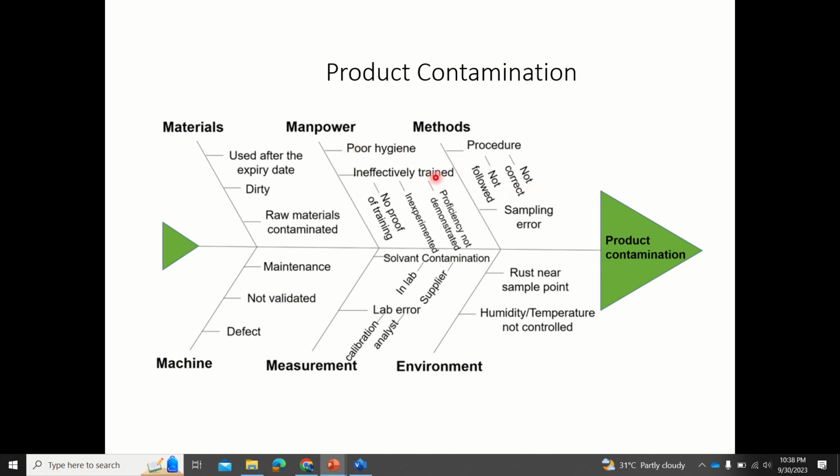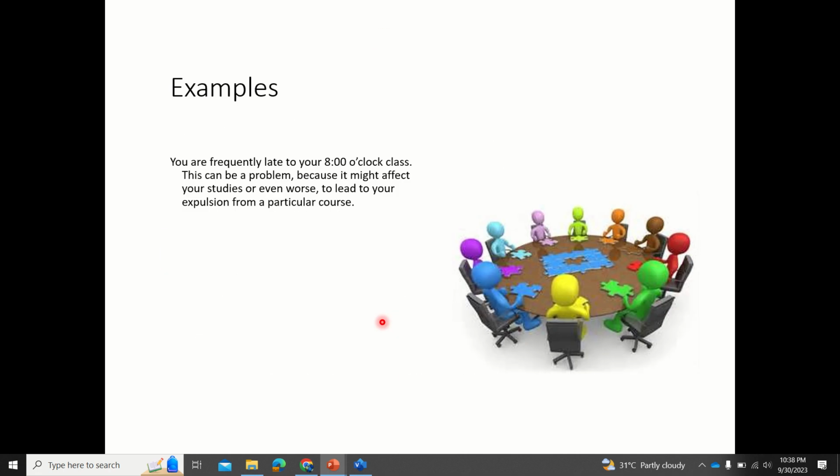So poor hygiene, then ineffectively trained. Training is not there, no proof of training, experimental training, so all these things. So you can have subcategories as well. So materials used after the expiry date, it's dirty, and raw materials contaminated, raw materials itself contaminated. Then machine, it is defective or worn out or not validated, maintenance is not done properly. So all those things, so these are all examples for an Ishikawa diagram.